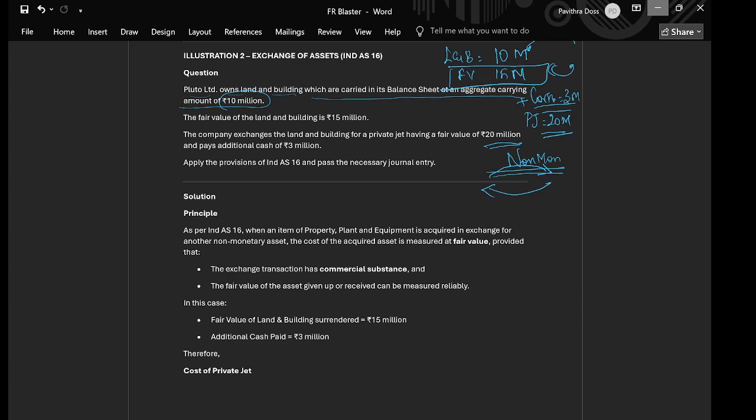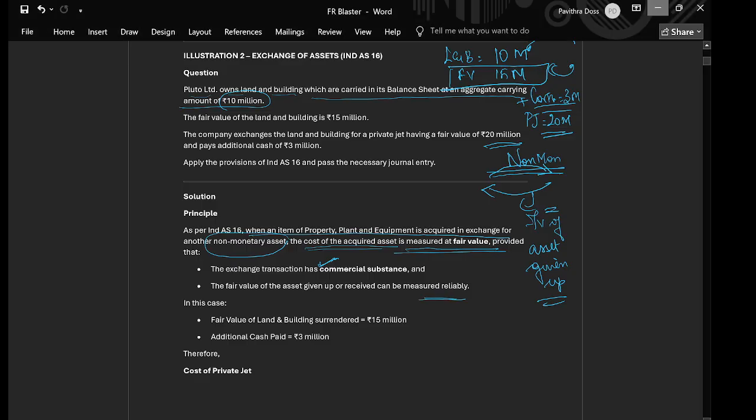In this case the value of the asset that we get should be recorded at the fair value of the asset given up. Fair value of the asset given up only we should be recording. So when this item of property, plant and equipment is exchanged for another non-monetary asset, the cost of the asset acquired, which is the private jet, is to be measured at the fair value of the asset that is given up, provided this transaction has commercial substance, and the cost can be measured reliably.